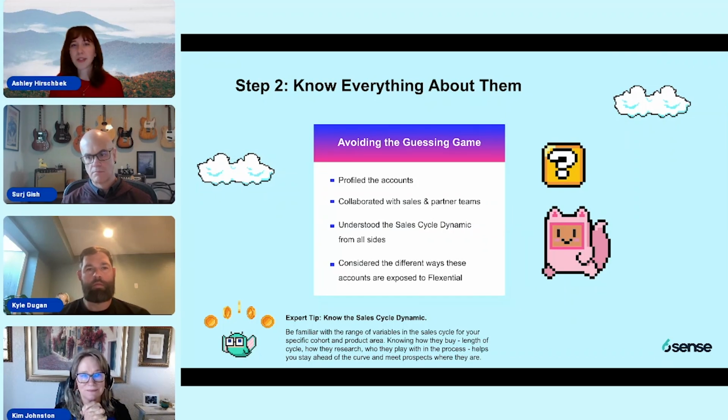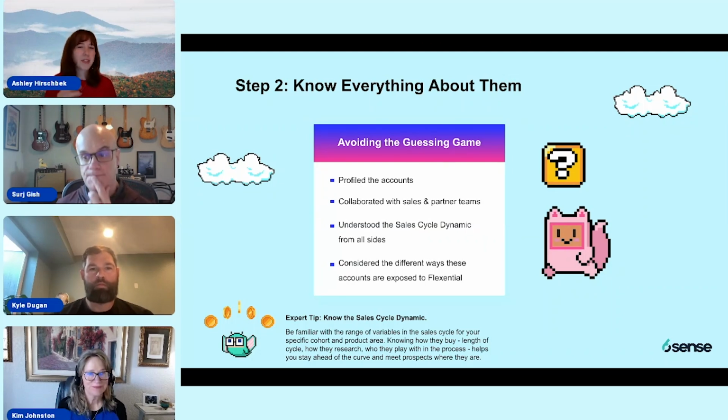For this particular set of accounts, we knew that there was a very unique sales cycle dynamic in play for us. So these players don't exactly buy the same way that, as Kim had mentioned earlier in setting the foundation, our typical ICP buys. So this is an account set that can also buy, say, through a partner of ours, right? Through a channel partner or a third party. So understanding that and what that looks like really helped us to seal the deal in terms of our game plan.